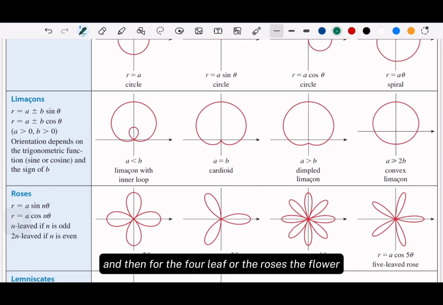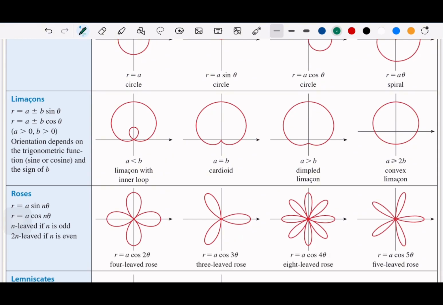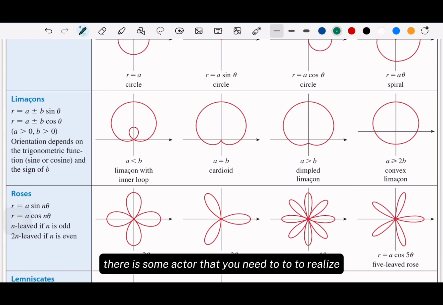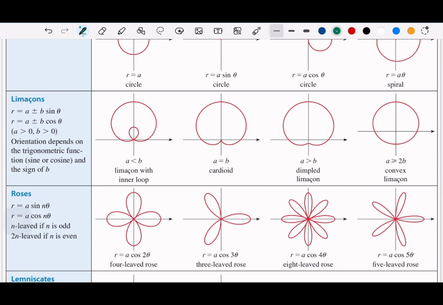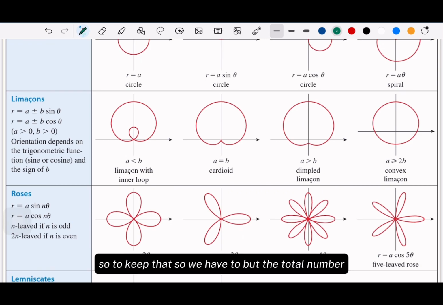And then for the four-leaf or the roses, the flower, there is some pattern that you need to realize. The first one we have done, right? r equals a cosine 2 theta. We have a four-leaf rose. Notice that we have 2 theta, so we have 2, but the total number of leaves is 1, 2, 3, 4. So if it's 2, it's 4.